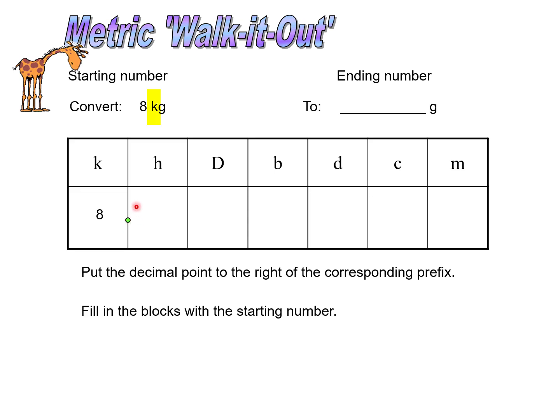After that, we're going to fill in the number. So we have 8 kilograms, so we're going to put an 8 in the box. Decimal points go on the lines, and numbers go in the boxes. So now we got our starting number set up. We want to look at where we're trying to get to. That has just 1 letter, so that means we're talking about the base. So we're going to walk the decimal point over and stop when we are to the right of the base unit.